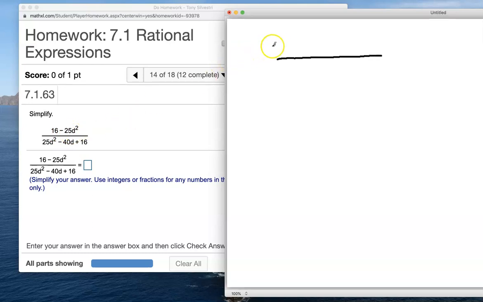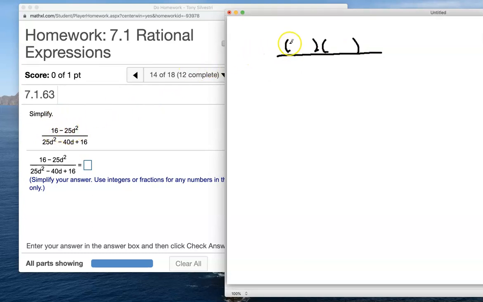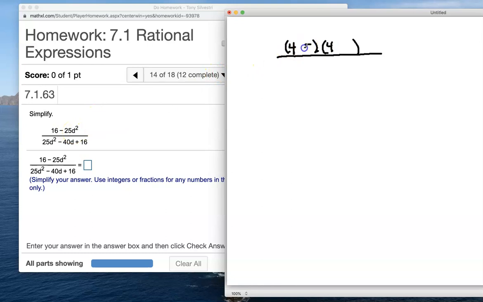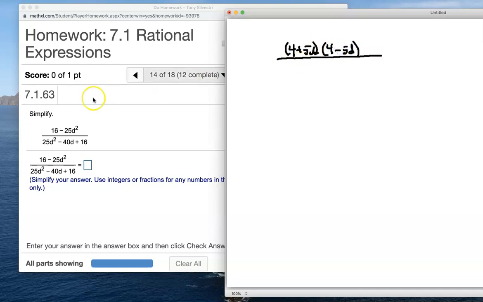So I'm going to say, with a difference of 2 squares, don't move the terms around. Leave it the way it is. The thing that's being squared to get 16 is 4. I write it down twice. The thing that's being squared to get 25d squared is 5d. 5d. One's plus and one's minus.